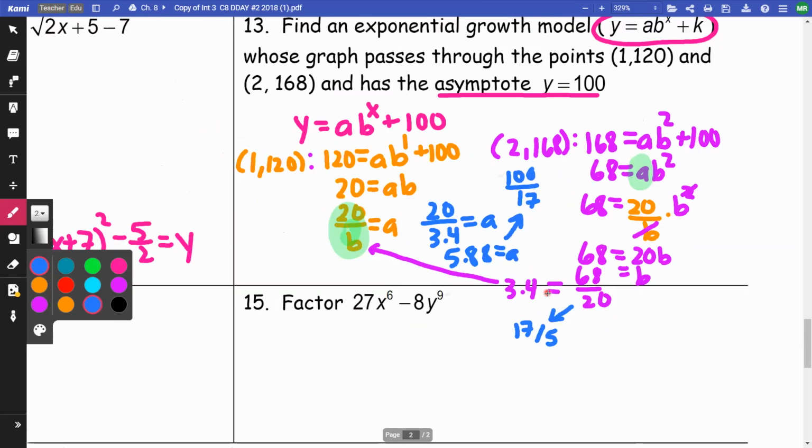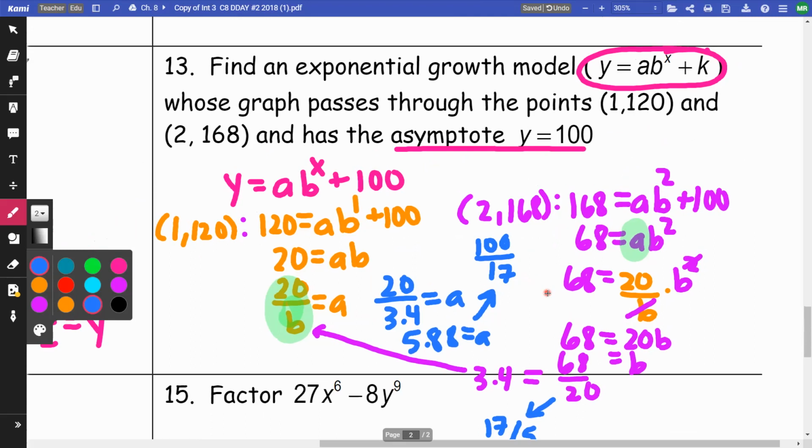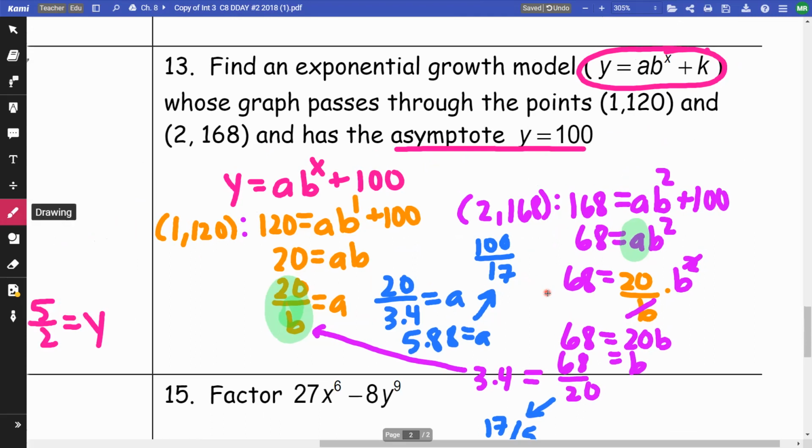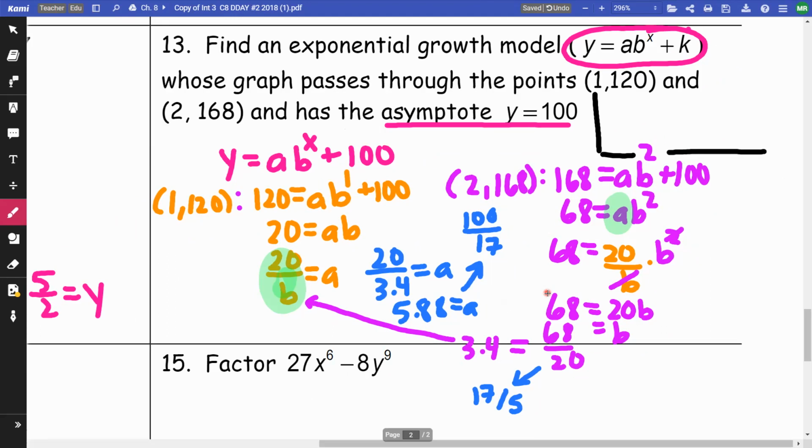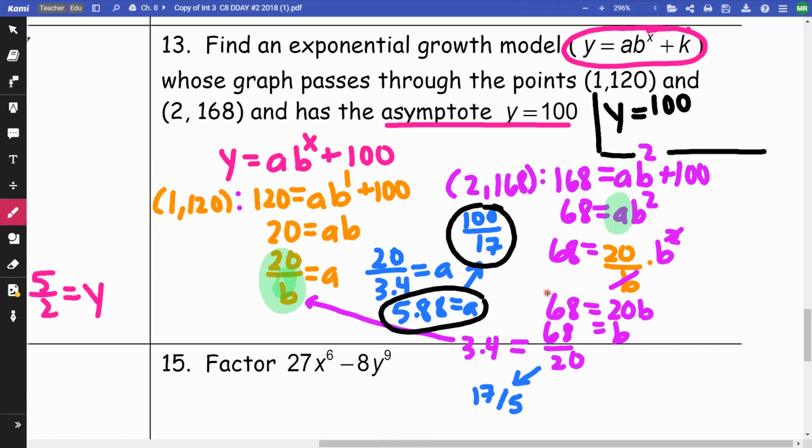So when I write this equation, okay, and you're not going to see one like this on the test. I know we haven't practiced this problem as much as a class, any of us in Integrated 3. Y is equal to my A, which I'm going to write as the 100 over 17, times my B, which is the 17 over 5, raised to the power x plus 100. And that is our equation.